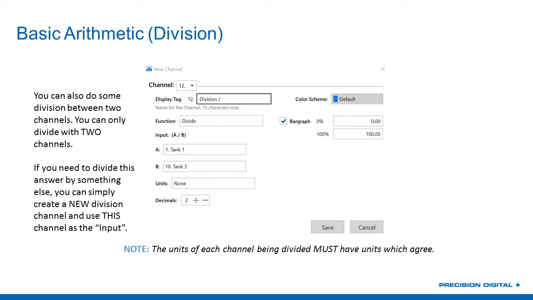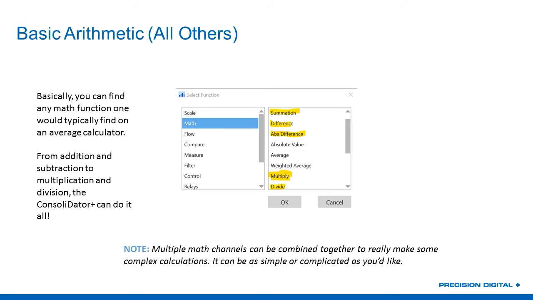And so we can do all sorts of basic arithmetic. I'm not going to go through every single thing and show you, but you can take a look here and see all the different math functions that we can do with the consolidator. Like I mentioned, we can do addition, subtraction. We can also do this thing called absolute difference. We can find the absolute value. We can do averaging, weighted averages, all sorts of stuff. And that's just for the basic arithmetic. And we're going to get into a few of those in a second here.